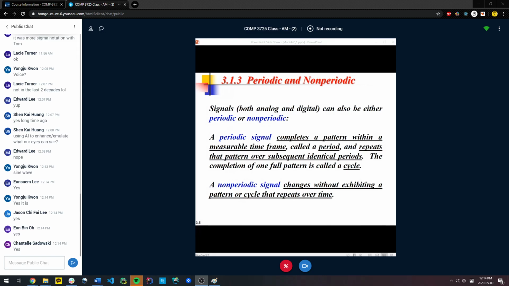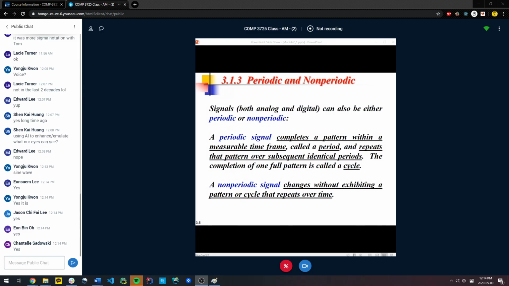Yes, exactly. That's a periodic signal. But going back to what Yongjun said, sine wave, a single tone like this. If I make a tone, can everybody hear that? That's also a periodic signal.